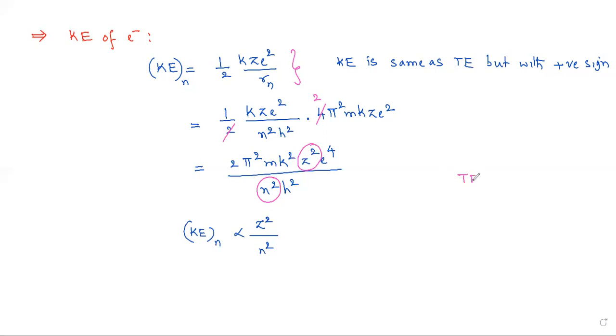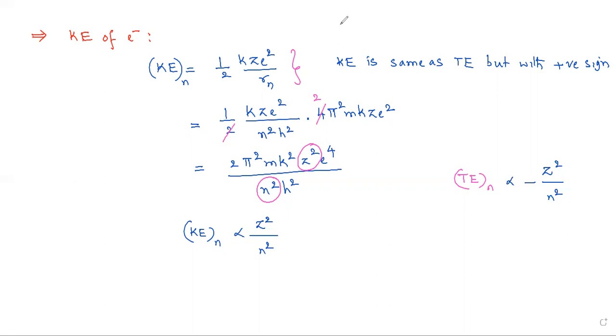Coming to total energy of electron in nth orbit, we know that, of course, it is the same as kinetic energy, but with the negative sign, right? So that becomes minus z square by n square. So total energy of electron in nth orbit can be given as minus z square by n square. Only thing is, in kinetic energy expression, there is no minus sign, whereas in total energy, you got minus.